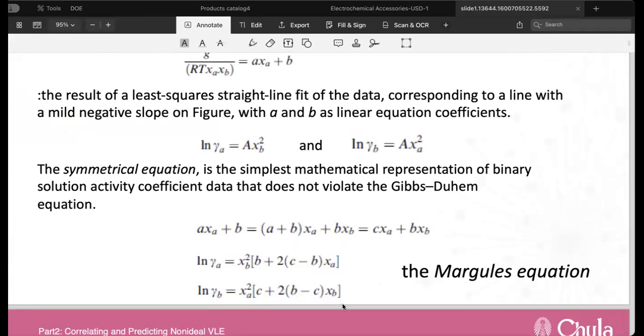And what are B and C? Well, from fitting the data, we obtain A and B, right? And here is how C and B are derived. A plus B is C. This C is A plus B, and this B is this B. Okay, now you can derive your own parameters.